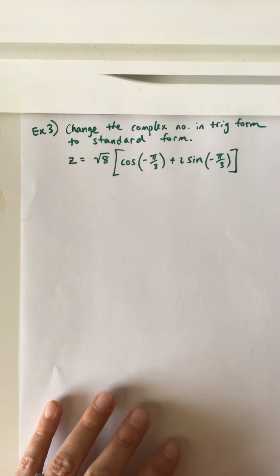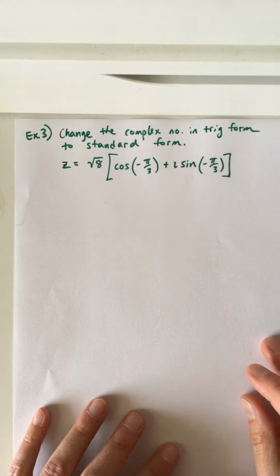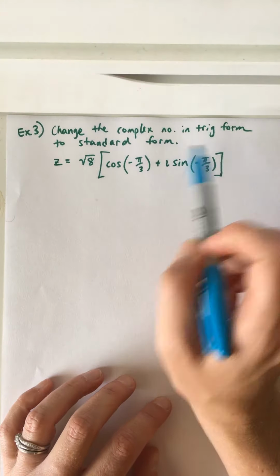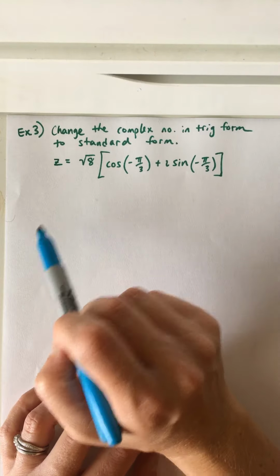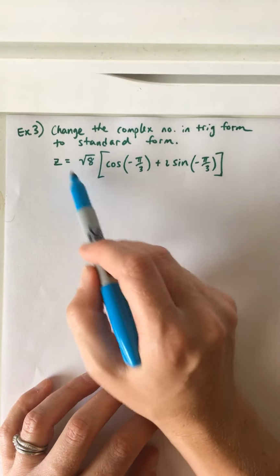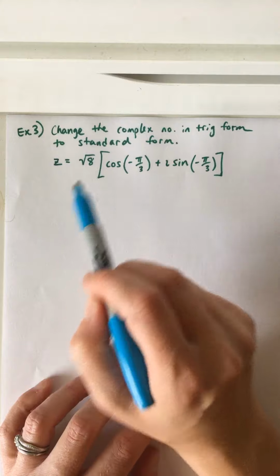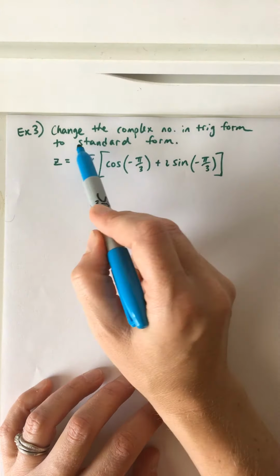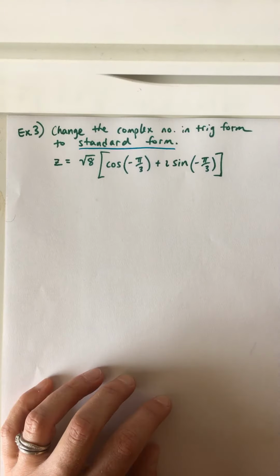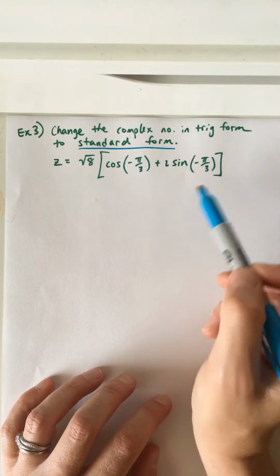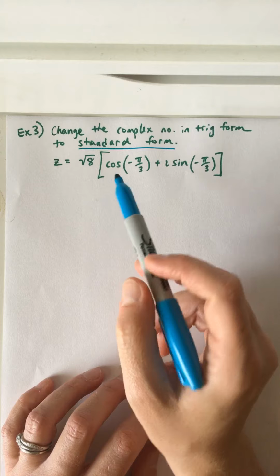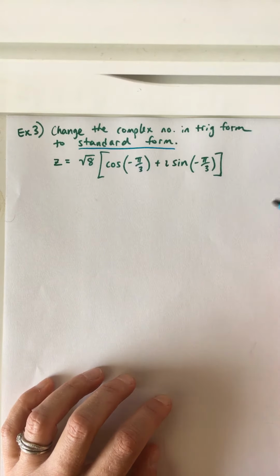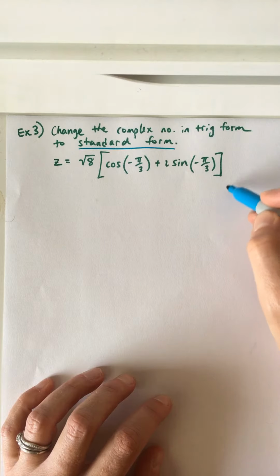All right, and our last example for this part of this section, we want to change the complex number, which is in trigonometric form, to standard form. So you can see that we have z equals a radius of square root of 8, and then cosine theta plus i sine theta. And our goal is to put it back in standard form. Well, this is really easy because we're just going to simplify each of these trig functions. We have to figure out the cosine of negative pi over 3 and sine of negative pi over 3.